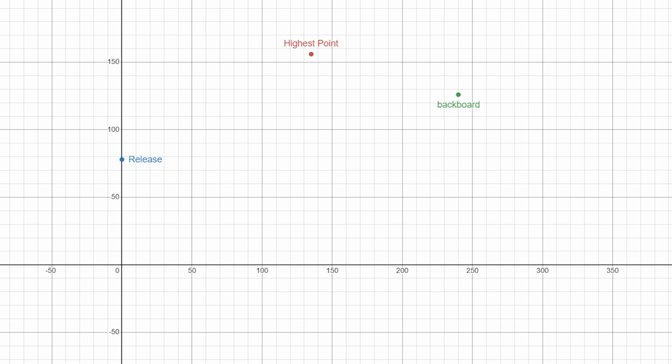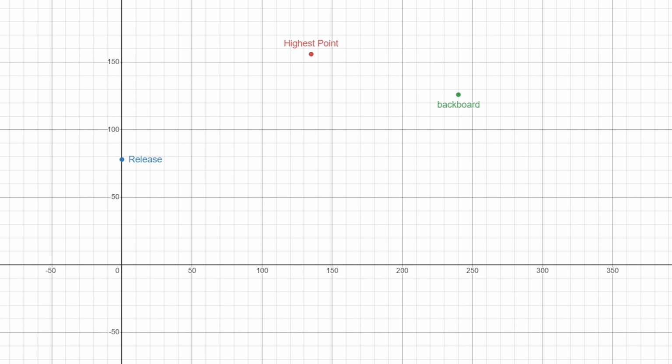We put it into Desmos, and we see that if we plot the release, highest point, and backboard shots, it does not really look like a quadratic. This may be due to inconsistencies in measurement, or we just got bad data as a whole.